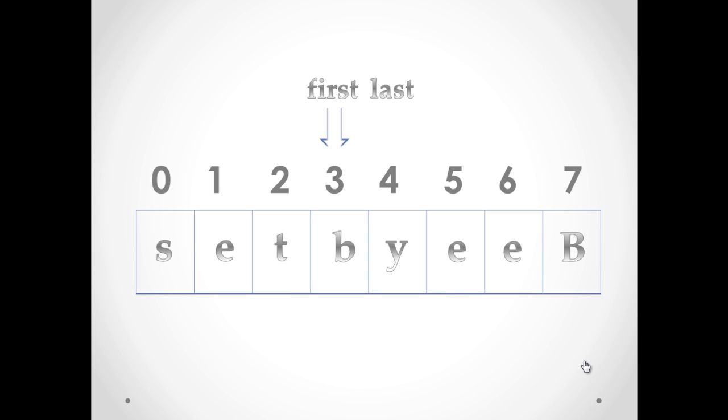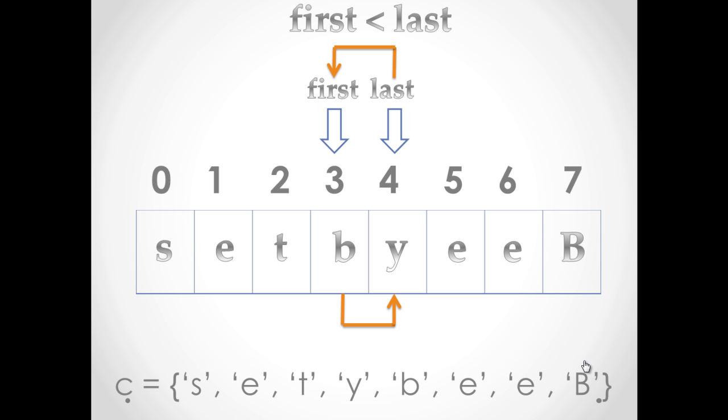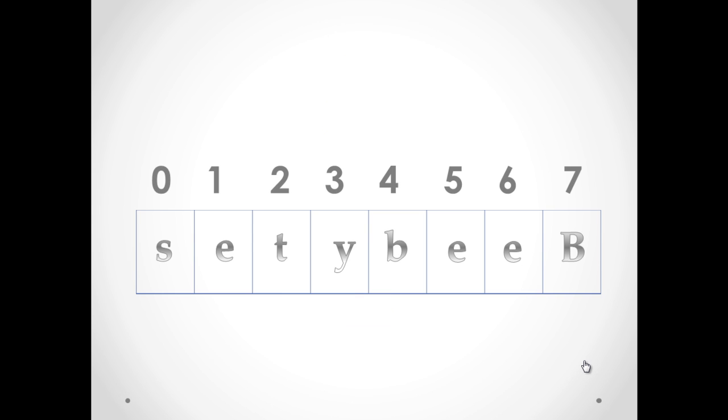Now the first is pointing to the third index, and the last is pointing to the fourth index. And again the condition becomes true, that is first is less than last. Again we will swap the two characters, that is third index with the fourth index and the fourth index with the third index. And again we have modified the existing array. And now we will increment the first and decrement the last.